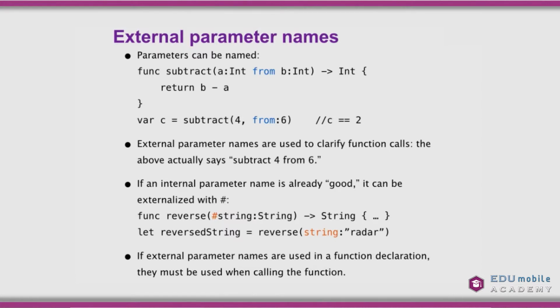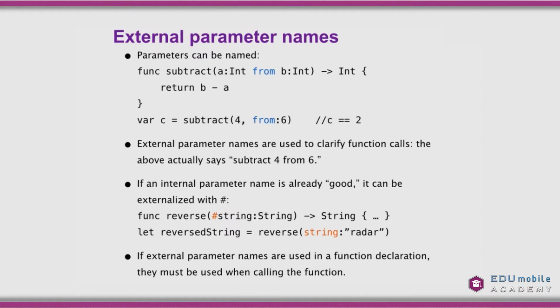Now, in Swift functions, we can also name our parameters. This is kind of like Objective-C, where the parameters in an Objective-C function are named. So here we define a function called subtract, a as an int, b as an int, but we apply a name to b, from, and it returns an int. So we return b minus a. So we're subtracting a from b. And now we call this by using the name.